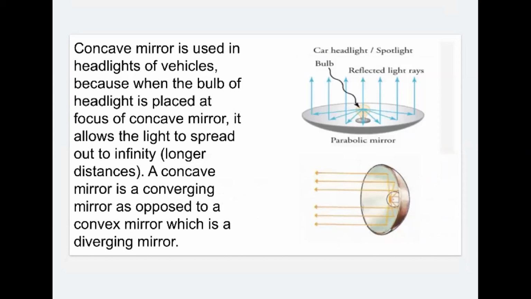The next application of concave mirror is that they are used in headlights of vehicles. See, this is one picture in which we have a headlight, and the bulb is placed at the focus of the concave mirror. One advantage is that if the bulb is placed at the focus, it spreads the light in all possible directions. Now, a concave mirror is a converging mirror, opposite to a convex mirror, which is a diverging mirror. So you can say this concept of concave mirror is used in headlights also.